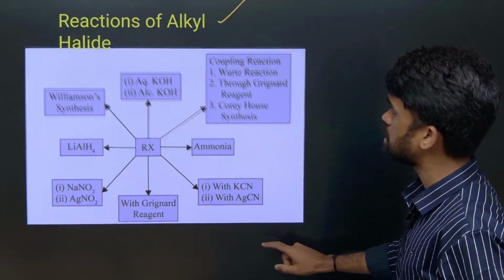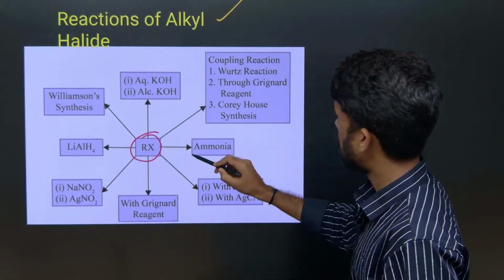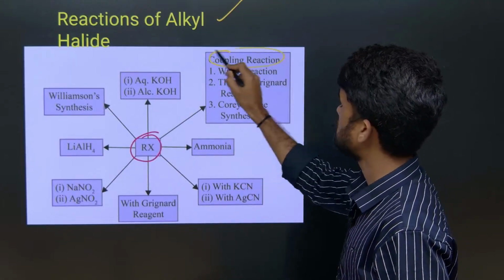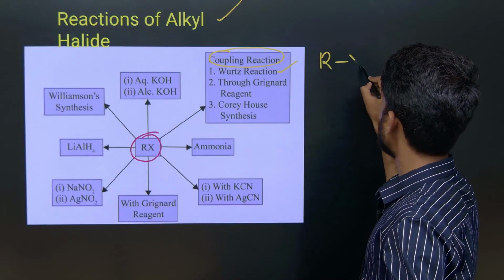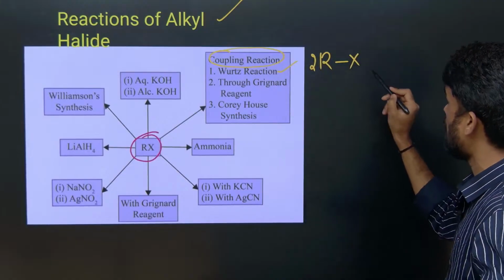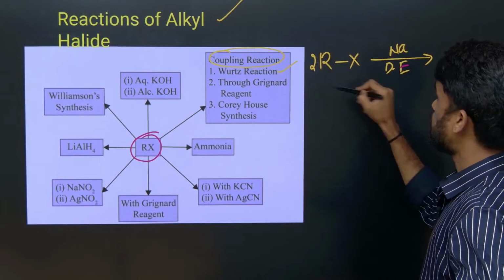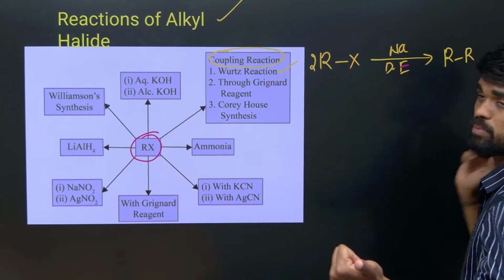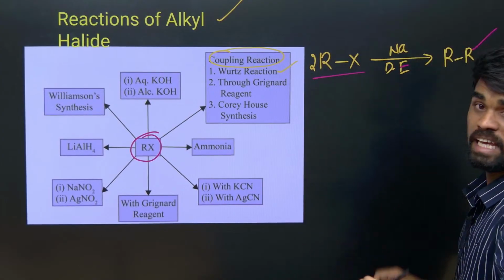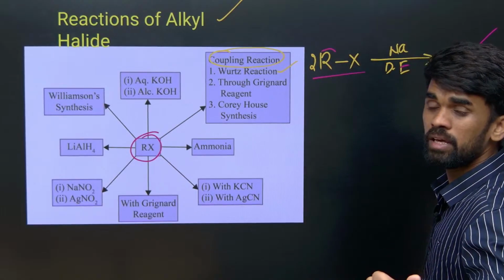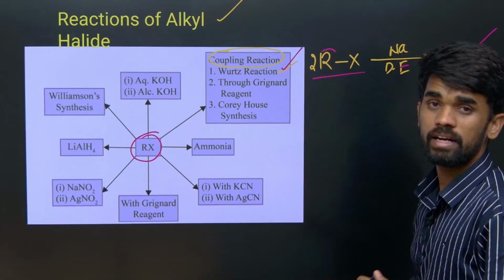So what are the reactions it will be showing? We can convert alkyl halides through some coupling reactions, where we have studied the Wurtz reaction. What is a Wurtz reaction? When we take 2 moles of alkyl halides and treat with sodium metal in dry ether, coupling takes place, producing an R-R kind of product. If it is methyl halide, the product will be ethane. If it is ethyl halide, the product will be butane. Like that, coupling takes place in the Wurtz reaction, right? I hope it is clear.